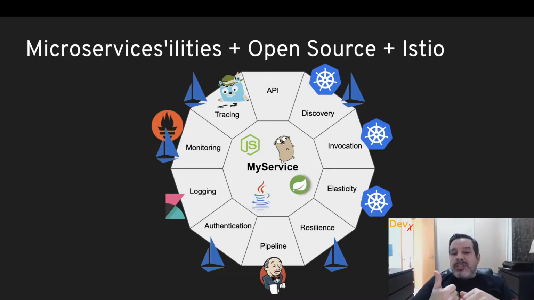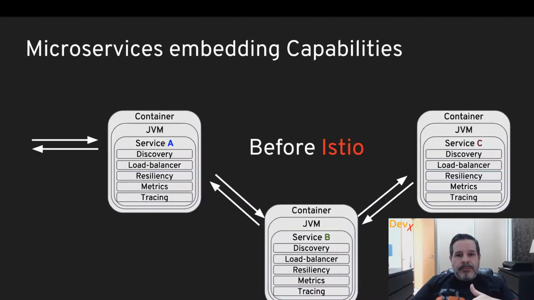We will have resilience. We will have authentication because Istio provides mutual authentication using mTLS. We'll have monitoring for free. We'll have tracing for free. So with microservices using Istio, Kubernetes, plus some open source projects, you as a developer will just provide the API. The other things we will gain for free.